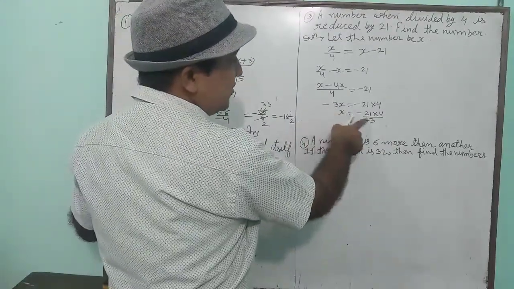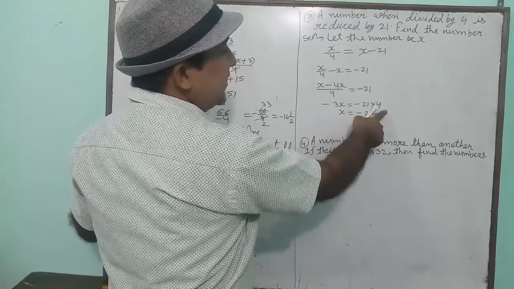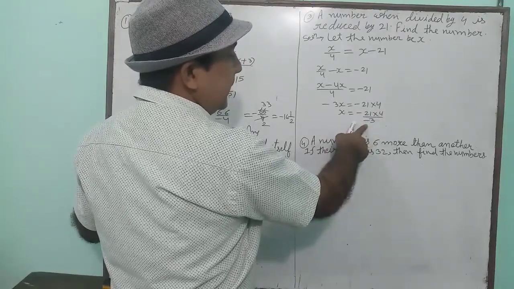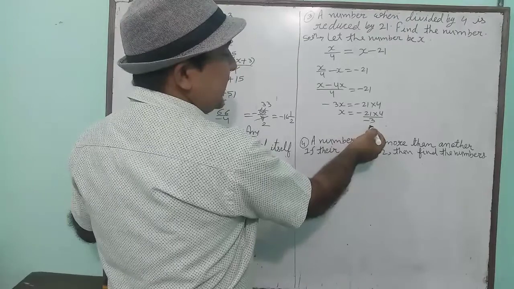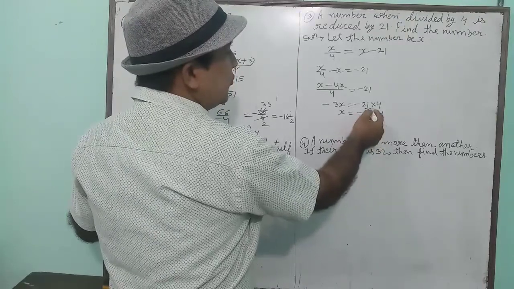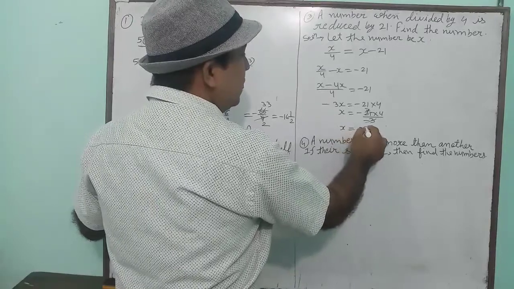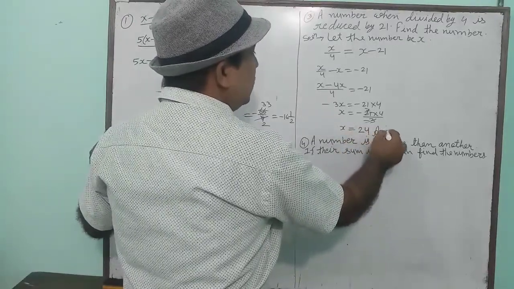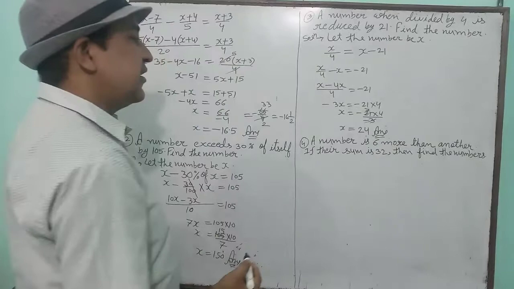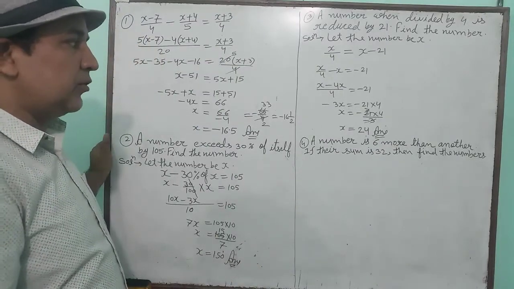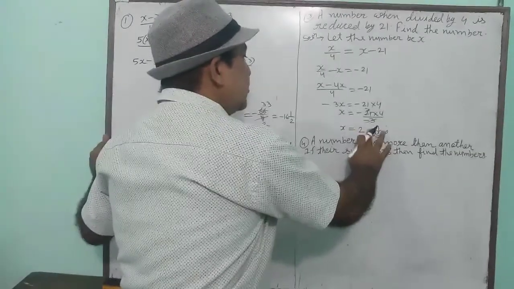So when minus 3 is transferred to the right hand side, the right hand side will be divided by minus 3. Now both the minuses are cancelling each other. 3 into 7 is 21. That means x is equal to 7 into 4, 28. That means required number is 24. Sorry, 7 into 4 is 28.